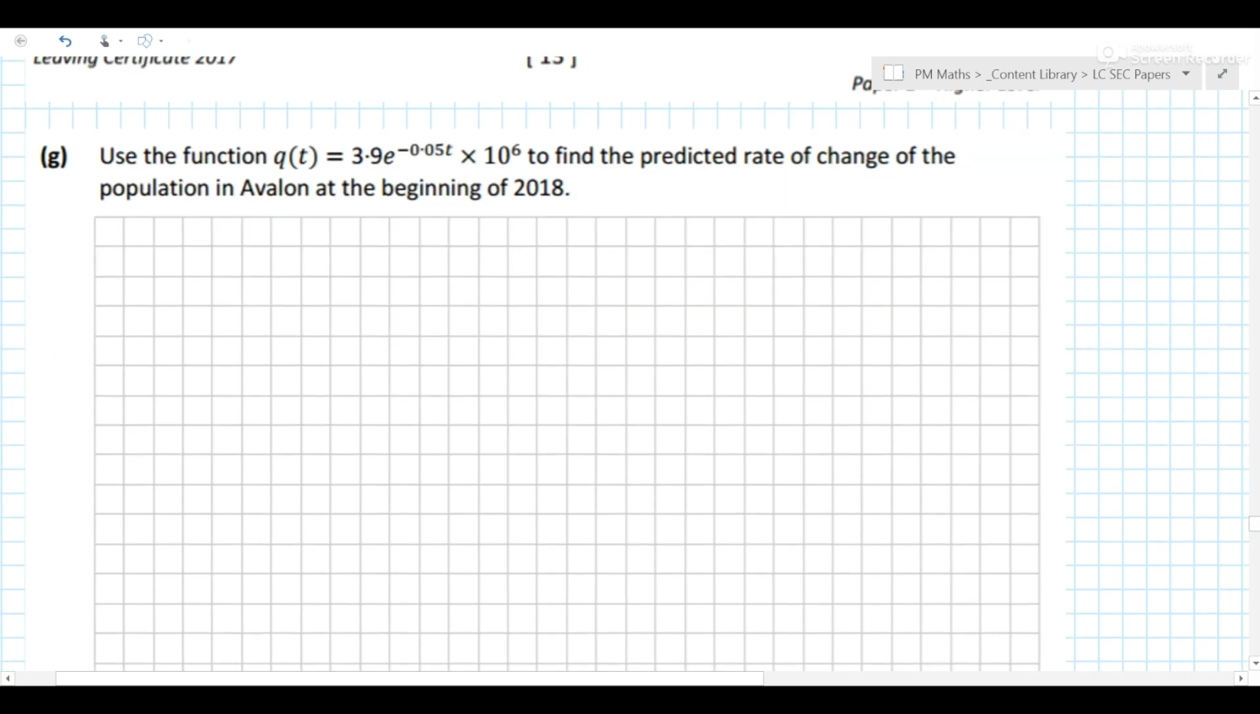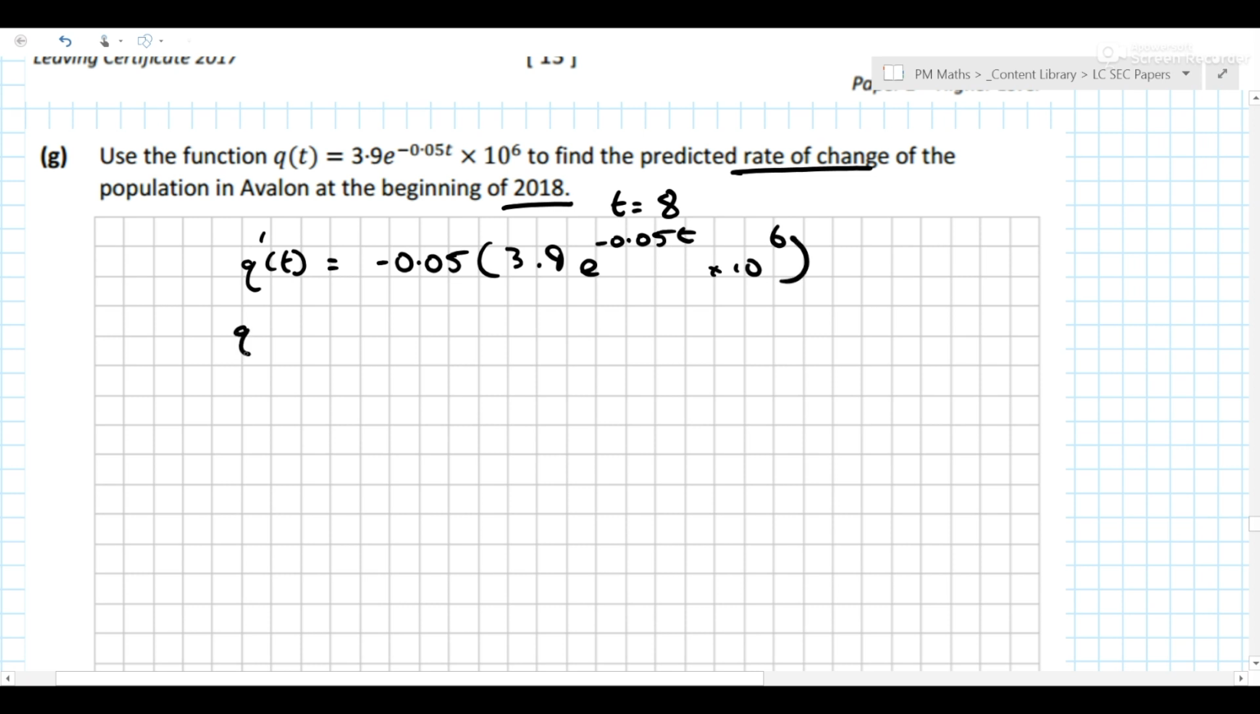Use the function q of t to predict the rate of change of the population of Avalon at the beginning. So that would be t is equal to 8. And rate of change, well, what does rate of change mean? Well, that's differentiation, the derivative. So q of t. How do we get the derivative of that? Well, we bring down the derivative of the power. So minus 0.05, 3.9 e to the minus 0.05t by 10 to the 6.